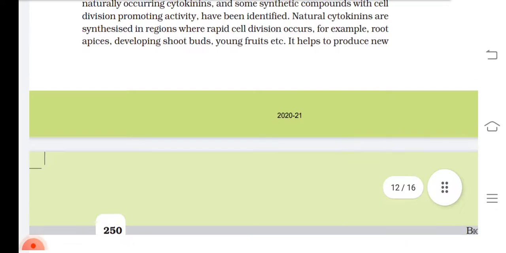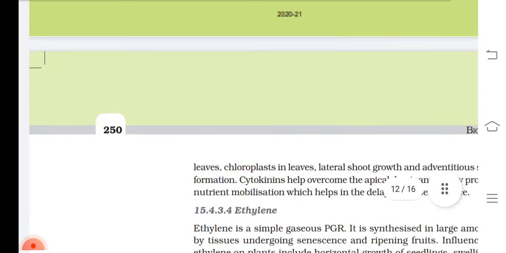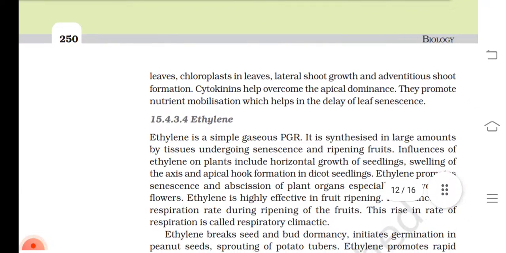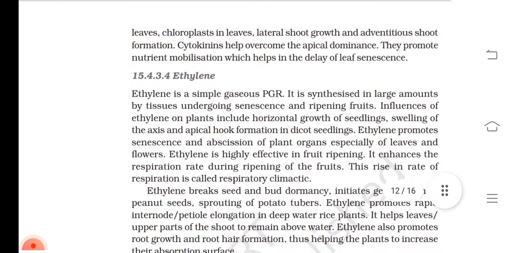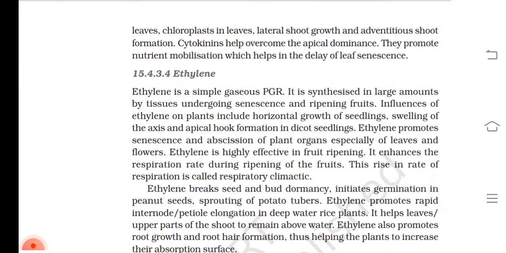It helps to produce new leaves, chloroplasts in leaves, lateral shoot growth and adventitious shoot formation. Cytokinins help overcome the apical dominance. They promote nutrient mobilization, which helps in the delay of leaf senescence.